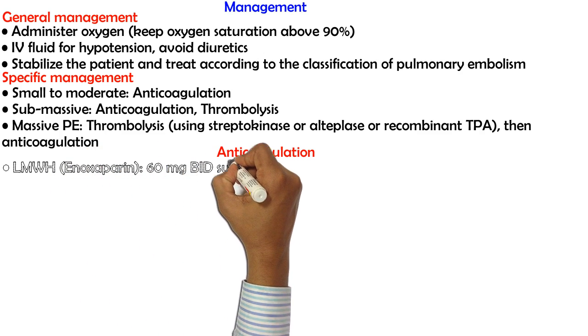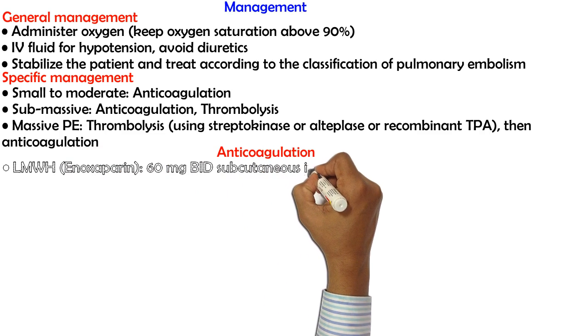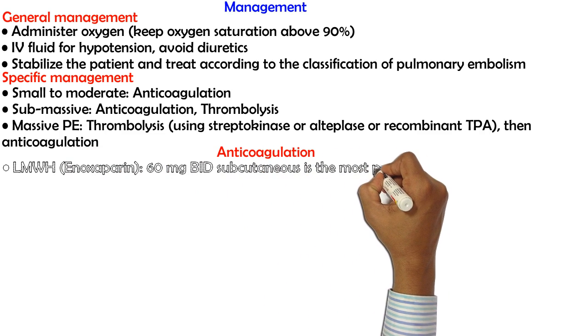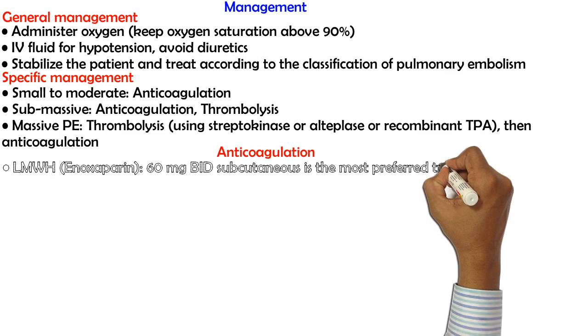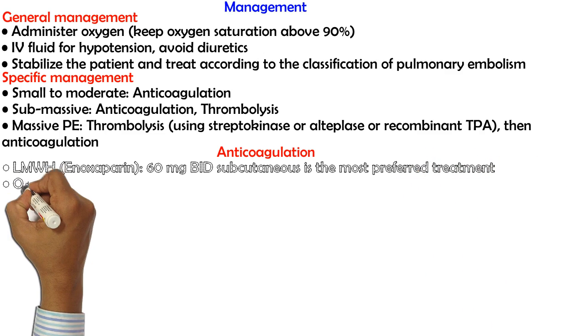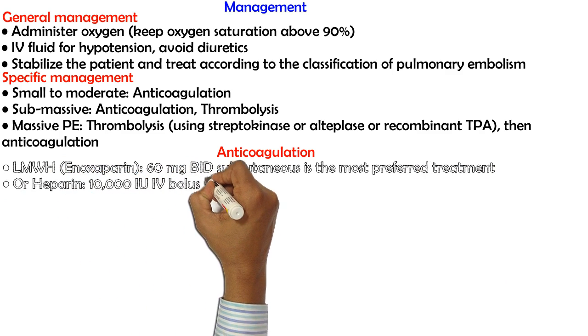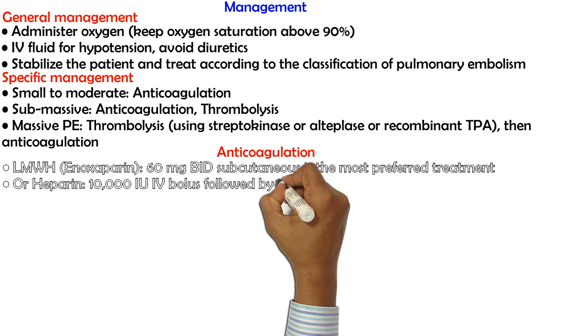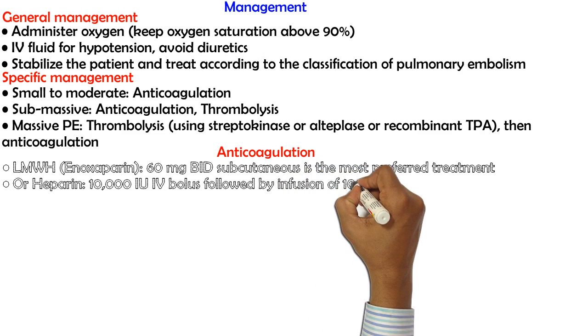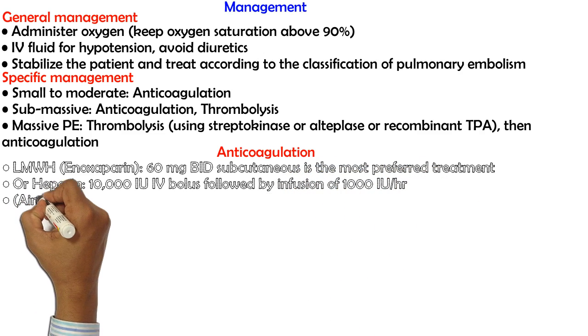If you don't have low molecular weight heparin, you can use unfractionated heparin, which you can give at 10,000 international units IV bolus, followed by an infusion of 1,000 international units per hour. And for this case, you aim at an activated partial thromboplastin time of the patient being twice the control, and it is done, of course, when the low molecular weight heparin is not available.